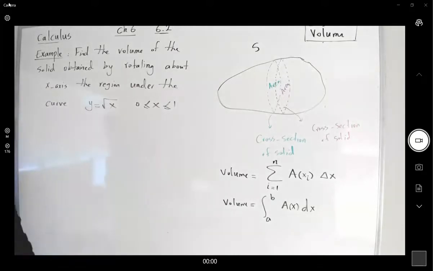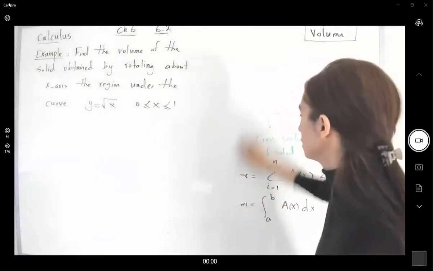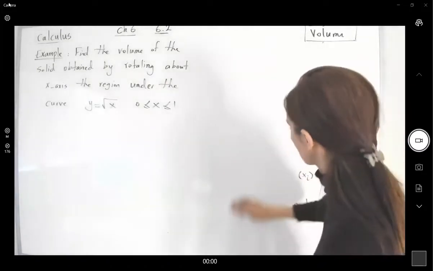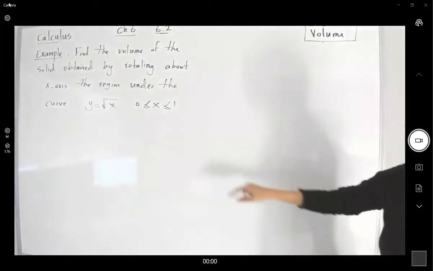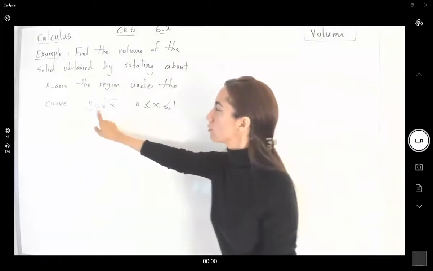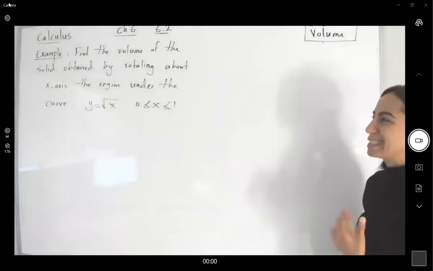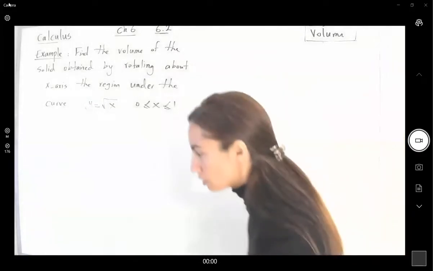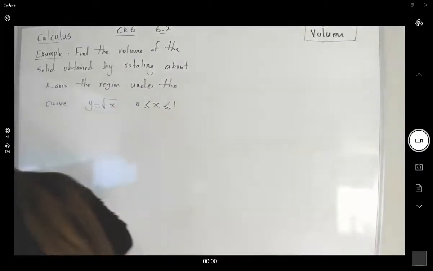Okay, well, so what do we have here? First of all, we have a region bounded between the curve y equals square root of x and the x-axis, while x is bounded between 0 and 1. Let's take a look at the graph together, understand the behavior here.